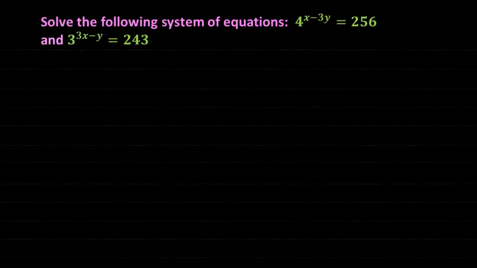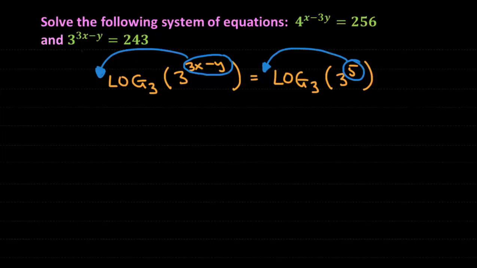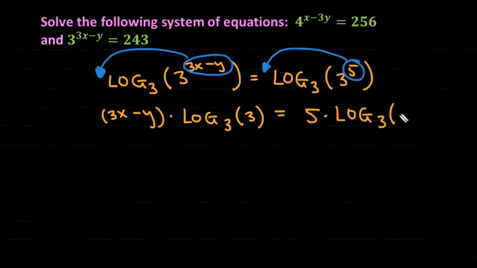Now let's do the same thing for the other equation. So we have log base 3 of 3 raised to the power of 3x minus y is equal to the log of base 3 of 243, which is just 3 to the 5th power. So we're going to pull out the exponent here and put it outside the logarithm, and do the same thing here. When we do this, we get 3x minus y times log base 3 of 3 is equal to 5 times log base 3 of 3.